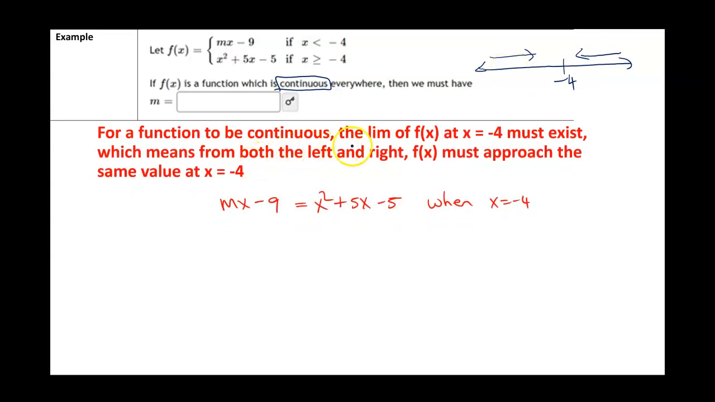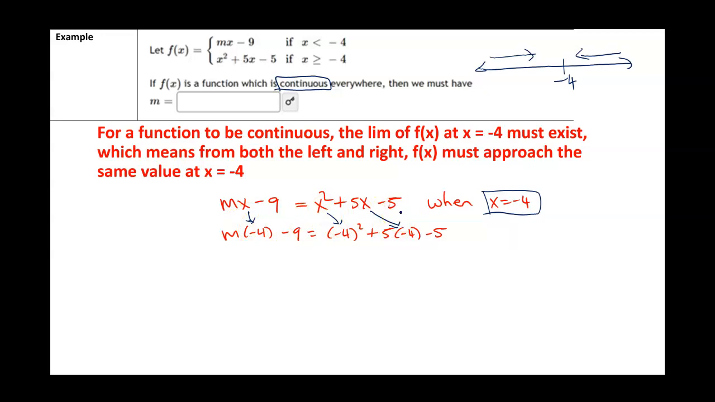So for a function to be continuous, the limit of f of x at x equals negative 4 must exist, which means from both the left and the right, f of x must approach the same value at x equals negative 4. So we're going to say that mx minus 9, the left side, has to equal x squared plus 5x minus 5, the right side, when x equals negative 4. Now, since we know x equals negative 4, we can plug this in. So I plug in x equals negative 4, replacing the x value on the left with negative 4, and then each of these x values with negative 4.